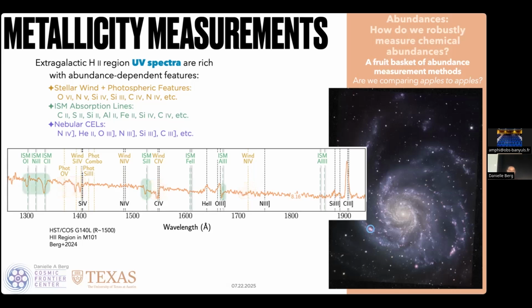Those are much smaller. And then the ISM absorption lines I was talking about, again, this is gas in the galaxy that you're observing, but in front of the stars along the line of sight. So you observe those different elements in absorption. And then you get a bunch of nebular emission lines. You can see some of them here. We have helium-2, oxygen-3, silicon-3, and carbon-3 emission lines.